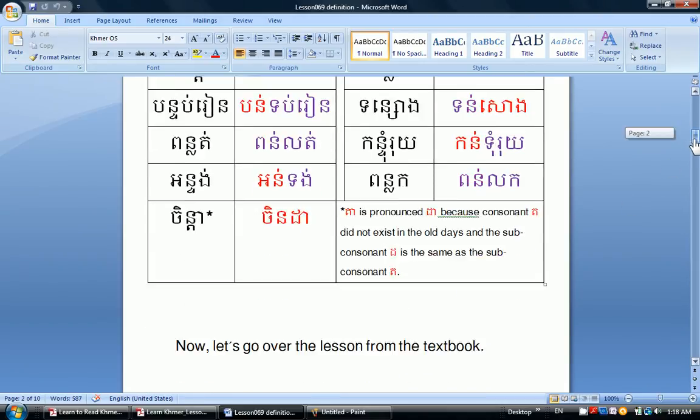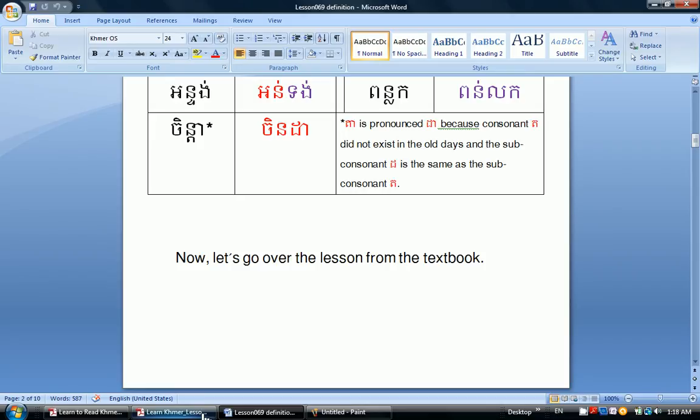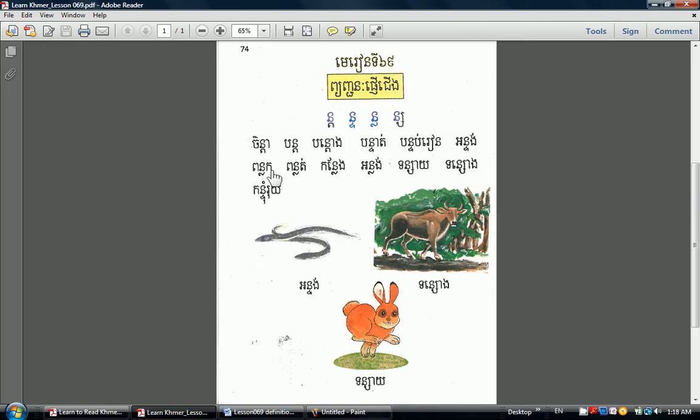This lesson is on page 74. Once again, here is a list of the middle clusters. On this page, we are going to read these words again.